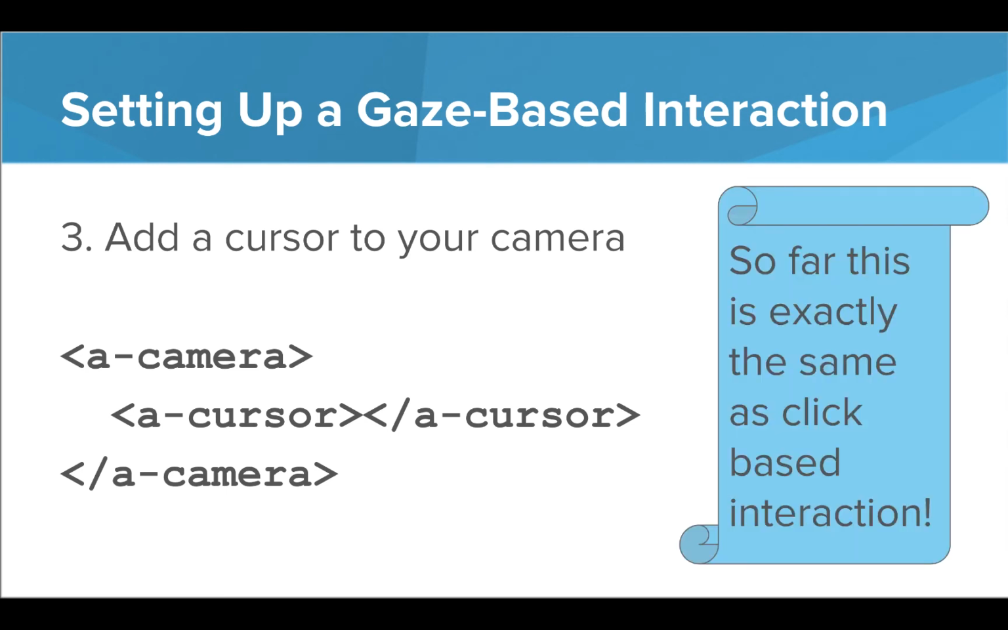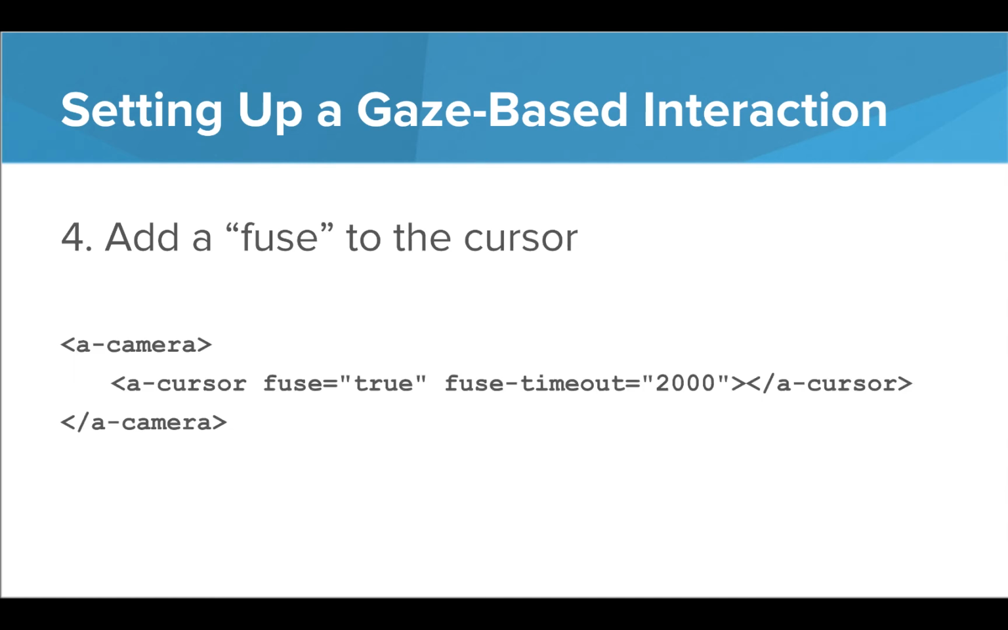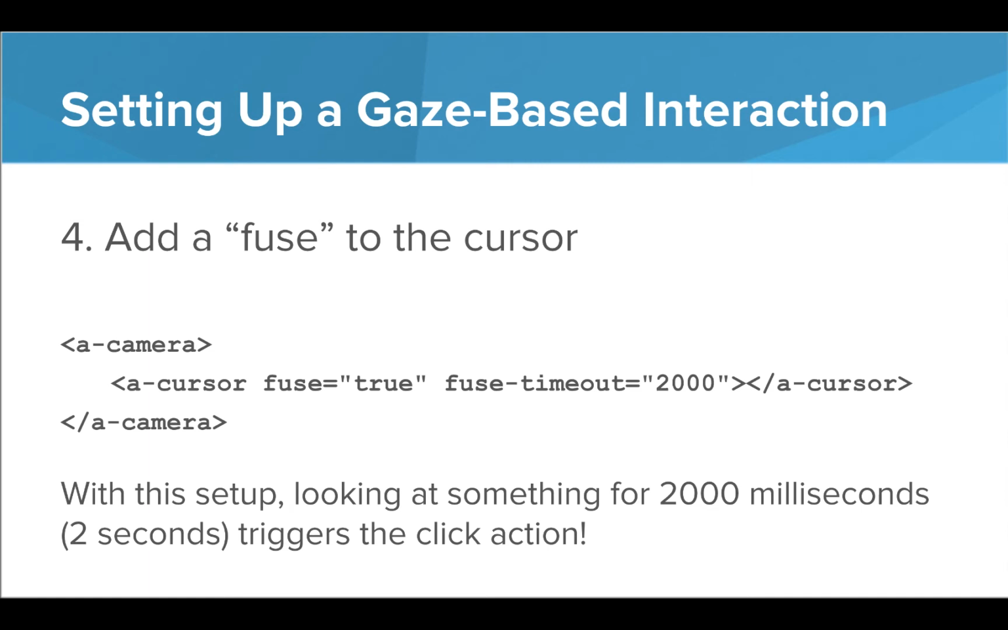Notice that so far, this is exactly the same as how we handled a click-based interaction. In fact, the animation attribute for the click-based animation is the same as it is for a gaze-based animation. For the gaze-based interaction, the change is all with the cursor element. So to create that gaze-based interaction, we need to add a fuse to the cursor. Inside the cursor opening tag, we need to set a fuse attribute to true and a fuse timeout attribute to some number such as 2000. With this setup, looking at something for 2000 milliseconds or 2 seconds will trigger the action.